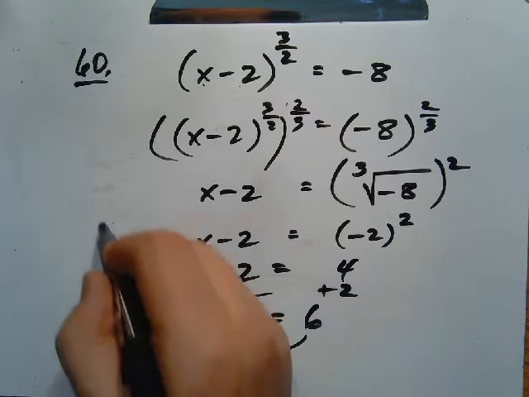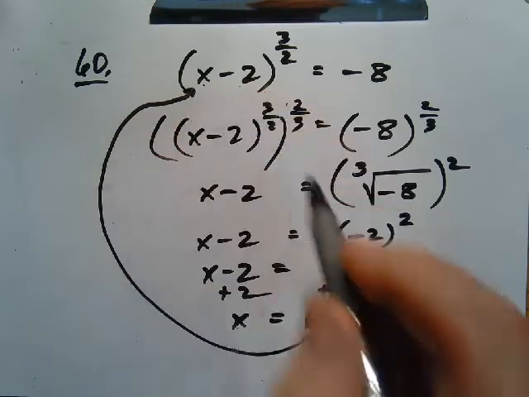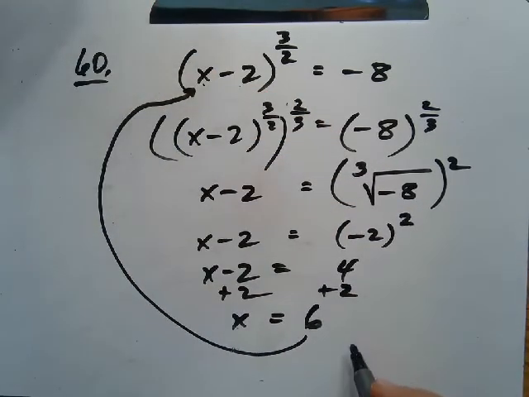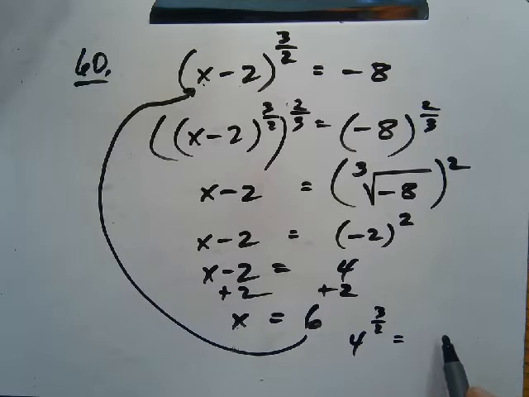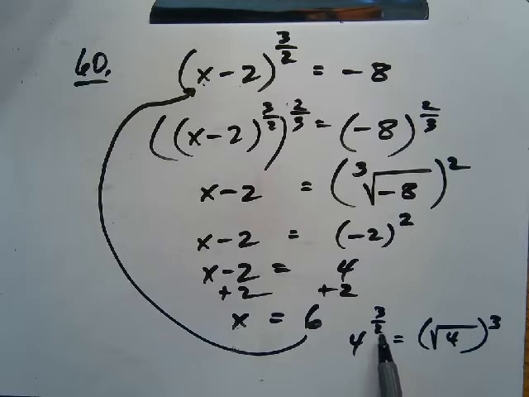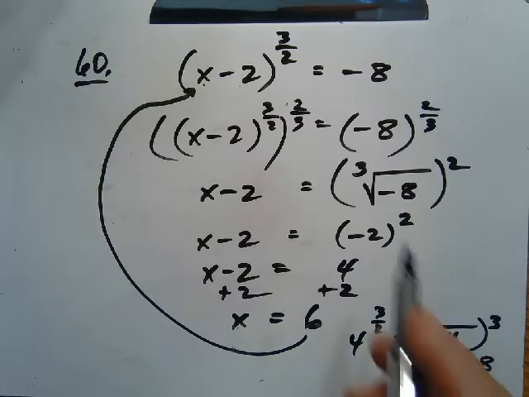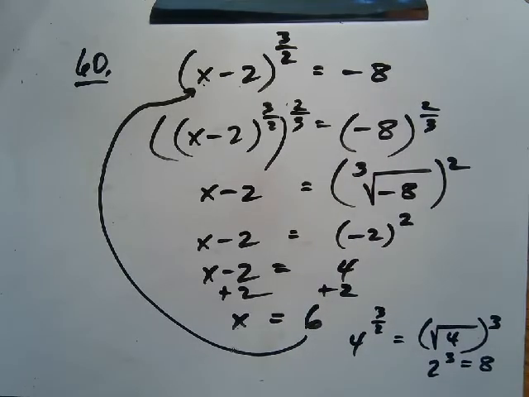So if I take 6 and stick it back up here in the original problem, 6 minus 2 is 4, and raise that to the 3/2 power. What does that mean? That means the square root of 4 cubed. Well, the square root of 4 is 2, and 2 cubed is 8, and that's not equal to negative 8. So this one doesn't work.